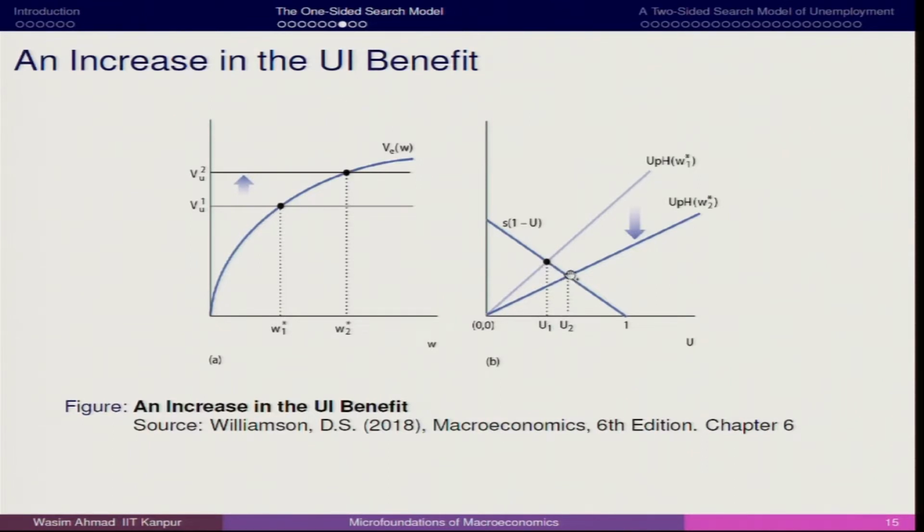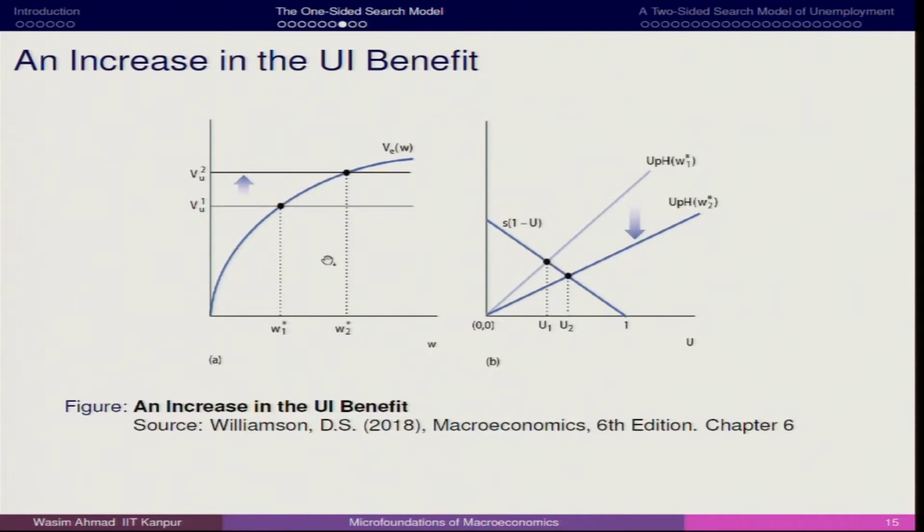Now, we are seeing that it has moved, which means that if the unemployment insurance benefit goes up, we see more bargaining happening in the labor market. So, the wage rate has also gone up, by this amount, from W1 to W2 star, and this has resulted in an increase in unemployment. Earlier the unemployment was U1, but now it is U2.